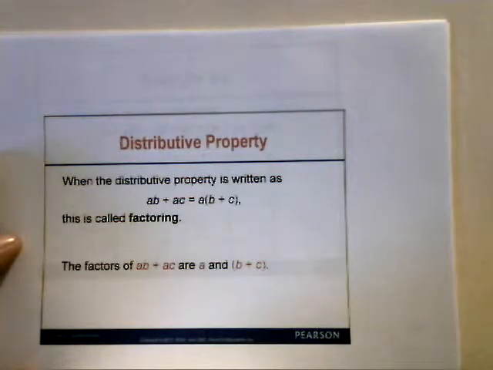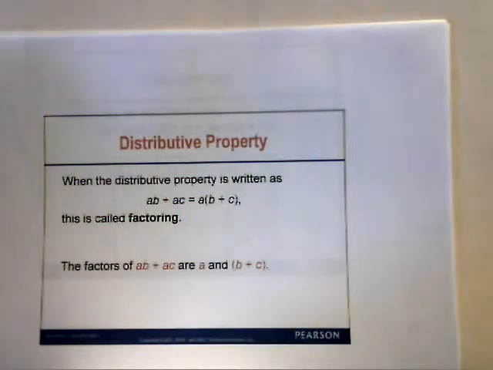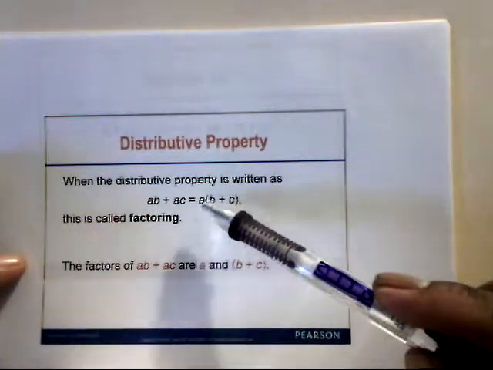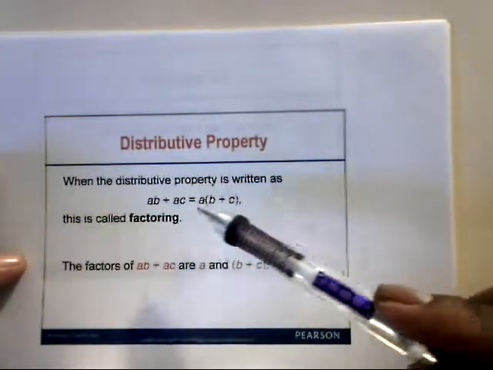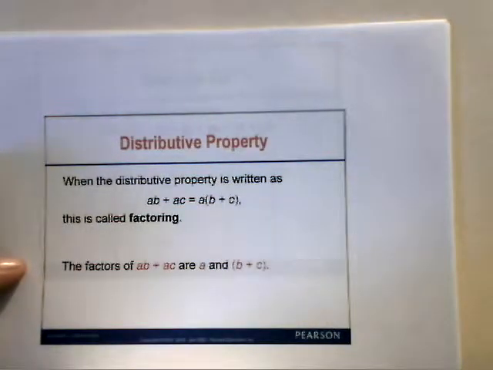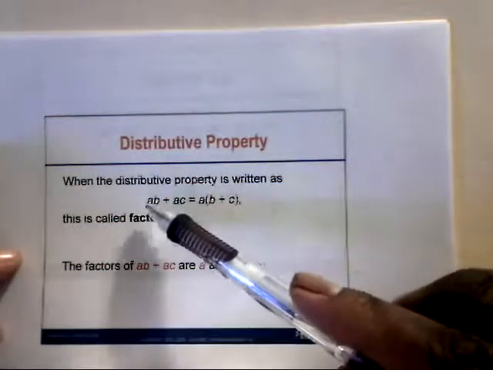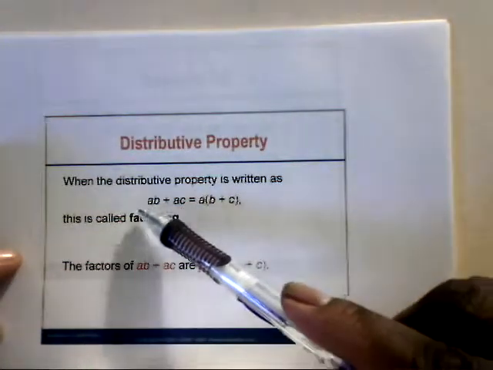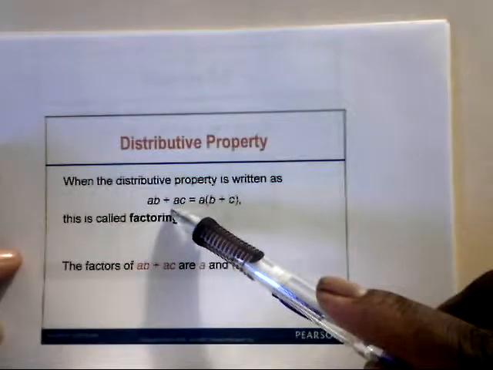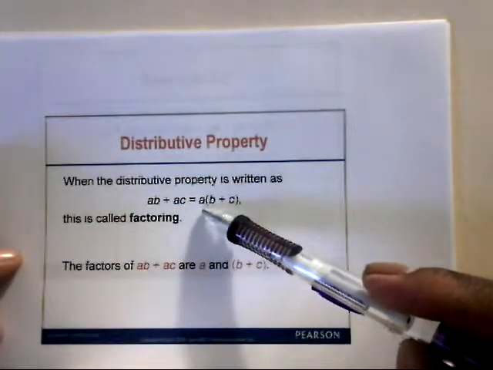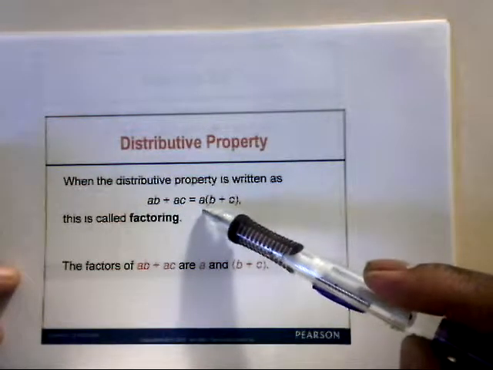When the distributive property is written as this, AB plus AC, which can be written like this, A parentheses B plus C, this is what we call factoring. Okay? We call that factoring because basically we're trying to find a common factor that's in both AB and AC. And in this case, A is the common factor. So the common factor will be on the outside of the parentheses.